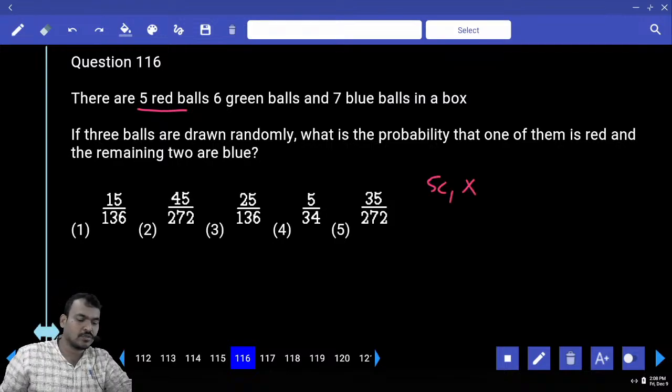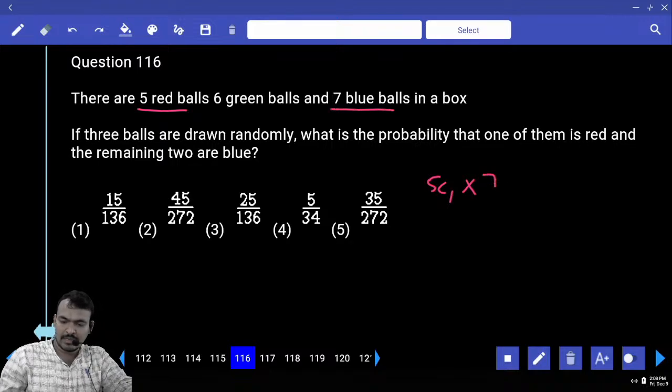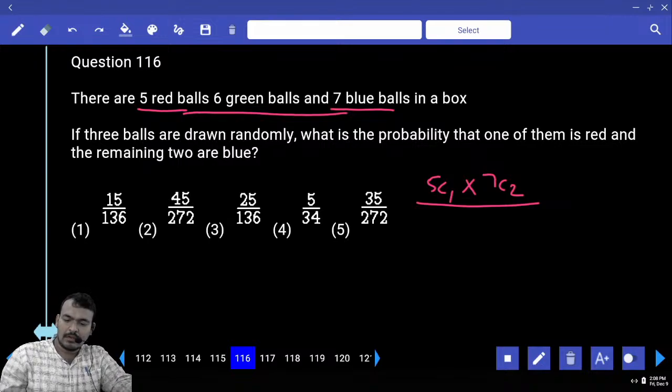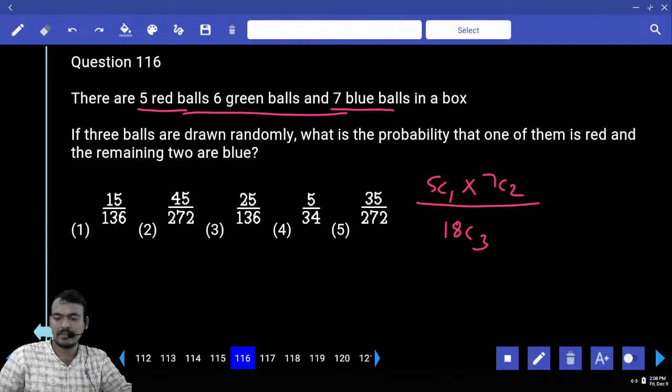Next, the remaining 2 are which one? Blue. How many blue balls are there? 7. Then we write 7C2. That is the event size. By what is the sample size? Total how many balls? 18. Then we write 18C3. 5C1 into 7C2 by 18C3.